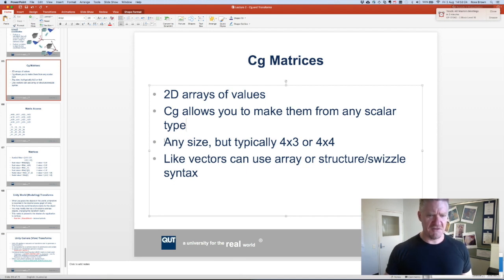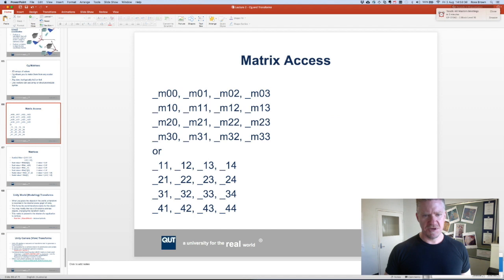So matrices can be theoretically any size, but typically 4x3 or 4x4 are common. And like vectors, you can use array or structure swizzle syntax. So matrix access covers a number of elements. With the swizzle form, you can see there's an underscore and then a reference to the row and the column. What you should note is there's two forms you can use. Underscore lowercase m, and then from a 0 origin index, you access the rows and the columns of the matrix.